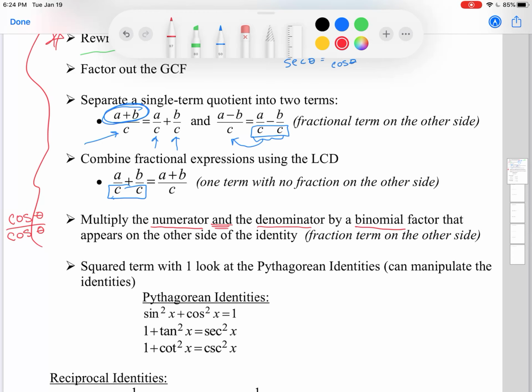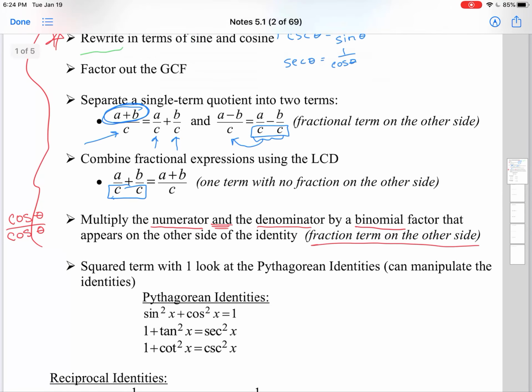Now this is said by a binomial factor, so that just means two terms. Again, you'll start to see the patterns and why that would be useful. It's not a very common guideline that we follow, but it is an option. And again, there's a hint of a fraction term on the other side. So if we have to introduce some sort of fraction, then this would be a good opportunity to do so.